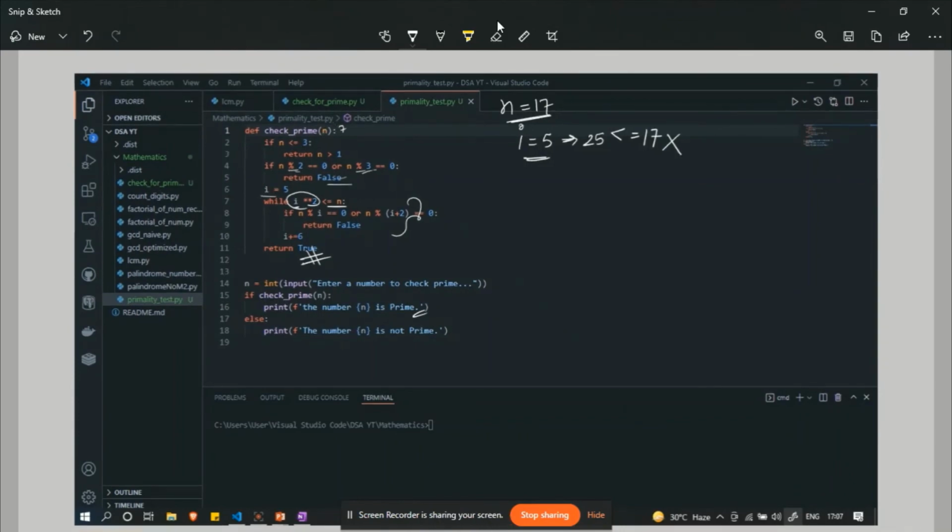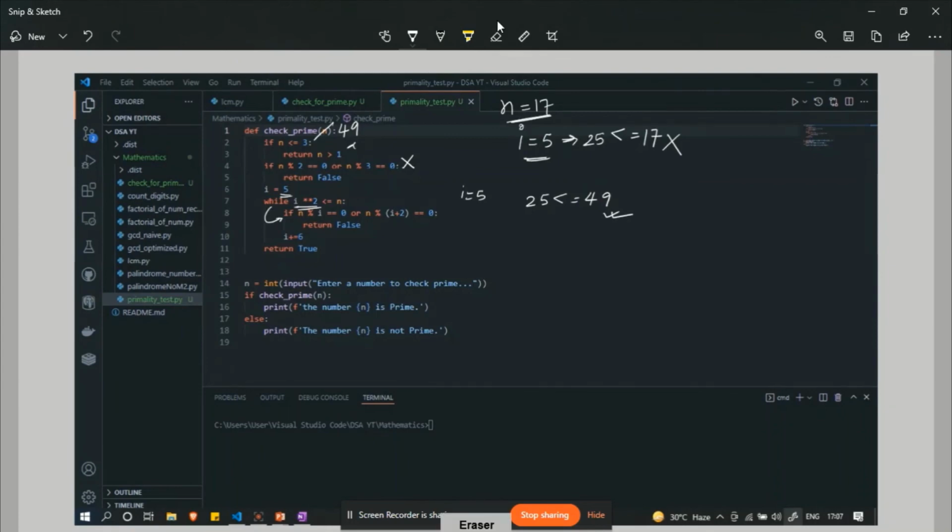Now let us try another number. The number must not be a multiple of 2 and must not be a multiple of 3. Let us take a multiple of 7 only, something like 49. For 49, it is not divisible by 2, so this is not going to happen. Neither is it divisible by 3, so this is also not the condition. Now again, i's value is 5, and i squared, that is 25, is less than or equal to the number 49. Yes, the condition is true. It went inside the loop, right?